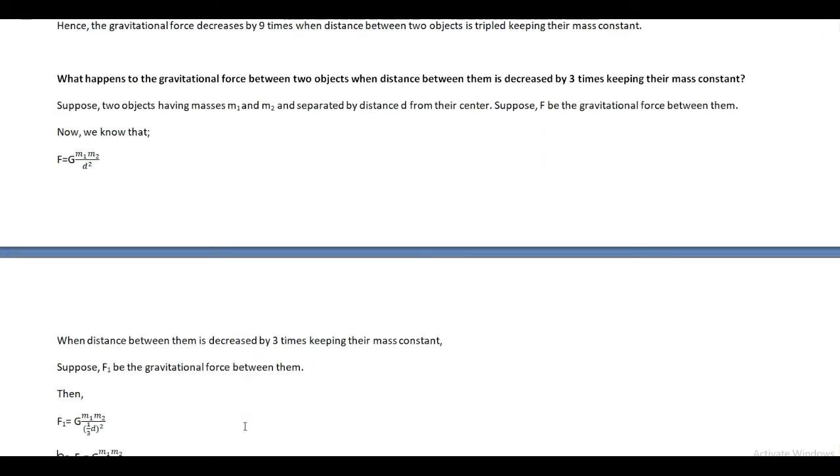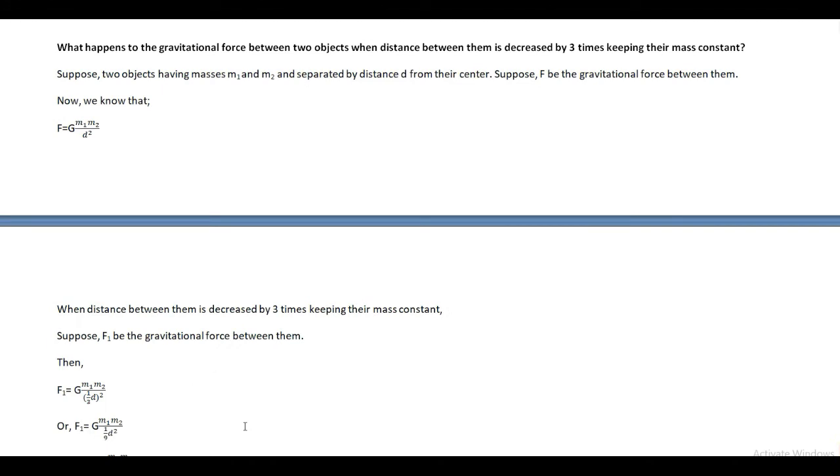Now let's see another question: what happens to the gravitational force between two objects when the distance between them is decreased by 3 times, keeping their mass constant? This also is found out by a similar idea. Suppose two objects having masses m1 and m2 are separated by distance d from their centers, and suppose F is the gravitational force between them. Now we know that the formula of the gravitational force is F equals G m1 m2 by d squared.